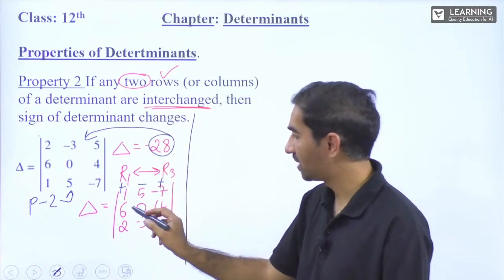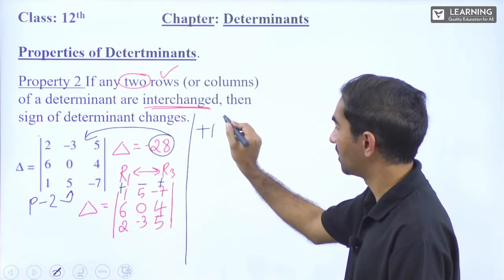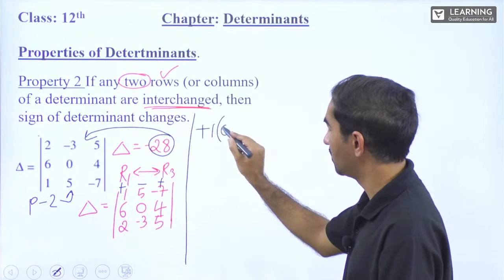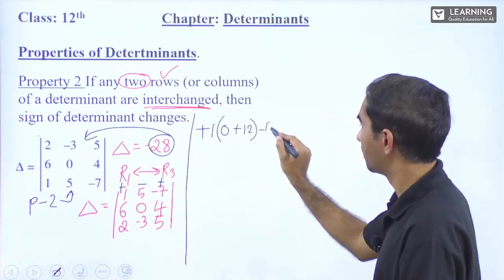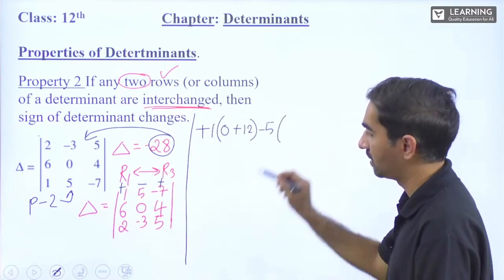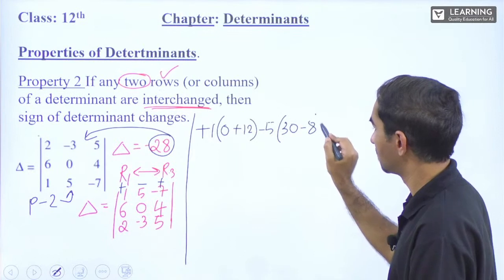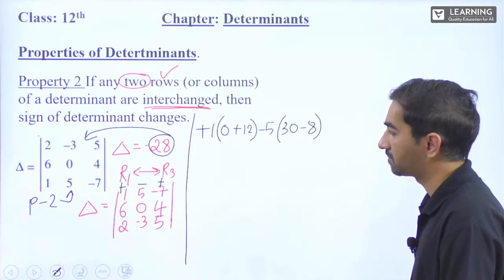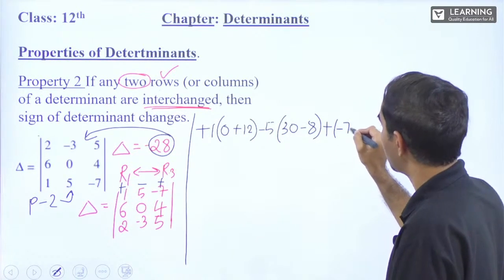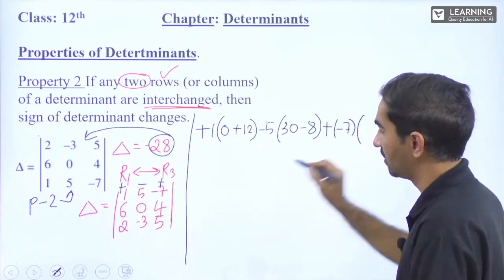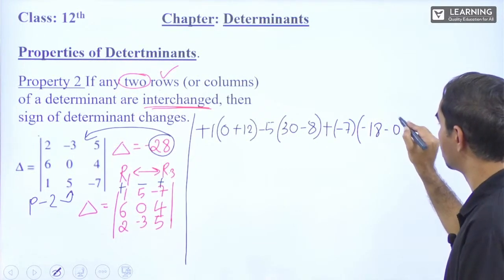Okay, so we'll just check that out. Expanding with respect to the first row again, we'll be getting plus 1 of 0 plus 12, minus 5 of 30 minus 8, and plus of minus 7 of minus 18 minus 0.